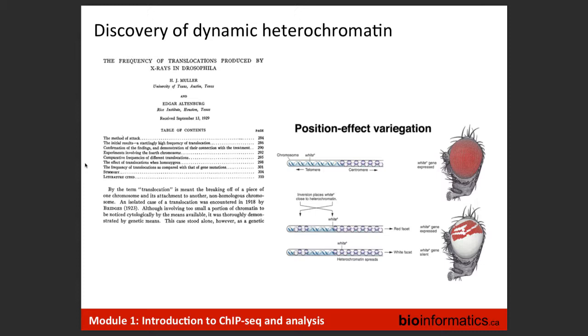A few years afterwards, in fact only a year afterwards, came some of the first studies looking at position effect variegation. I wanted to point this out because this is really the first discovery of the fact that heterochromatin is not a static unit. It isn't there and unchanging, but is actually a dynamic unit. This was shown through translocation experiments, where a gene placed near the boundary of a heterochromatic element would be silenced in a non-Mendelian way, suggesting that the heterochromatin itself is dynamic.